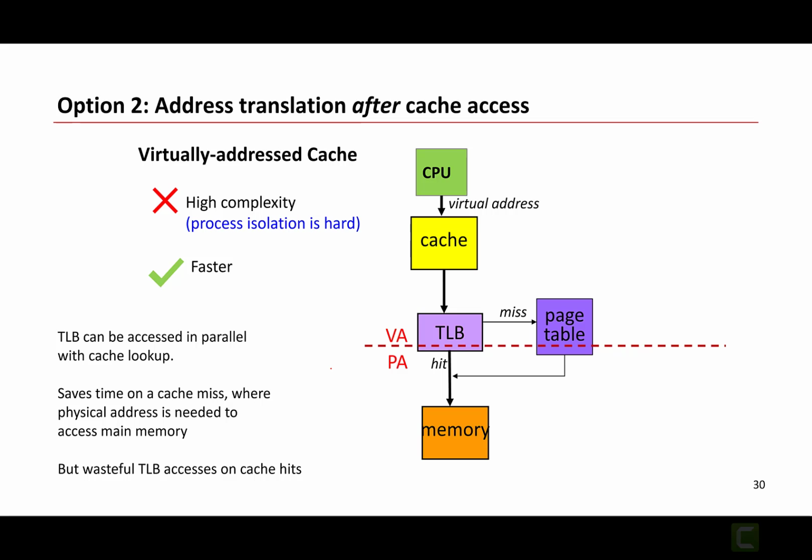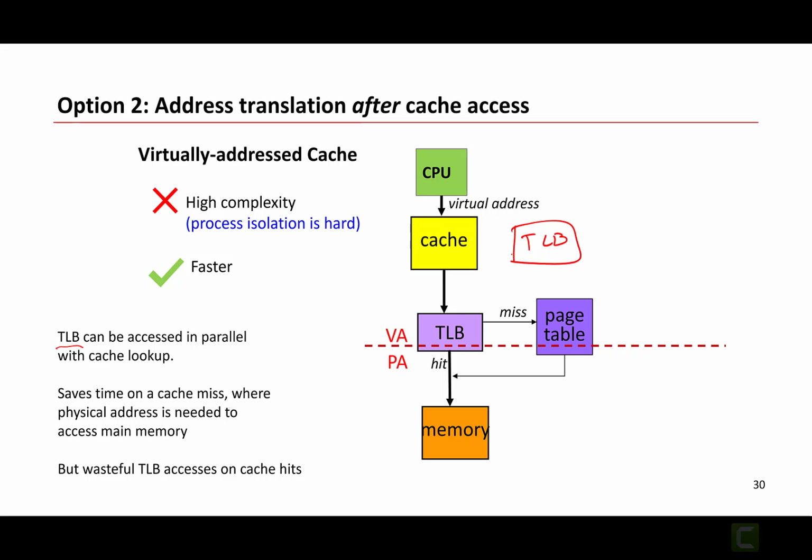So the other detail that I skipped over before, and it's useful to understand, is in the case of a virtually addressed cache, you have a couple of options as far as when the TLB is accessed. So the design that we have been talking about is, well, take the virtual address, access the cache, and do the address translation only on a cache miss. But another option is do the TLB lookup in parallel with the cache lookup. Now, why would that be interesting?